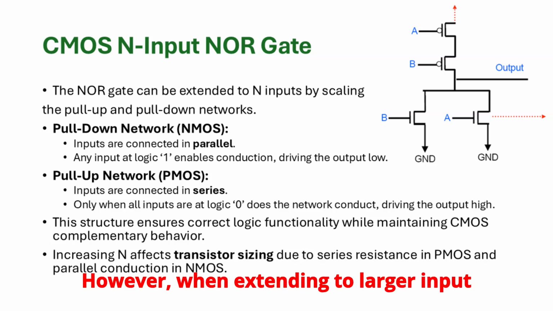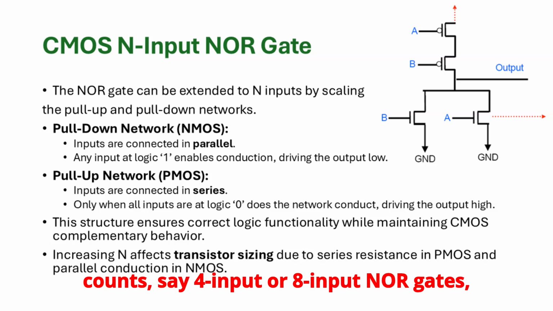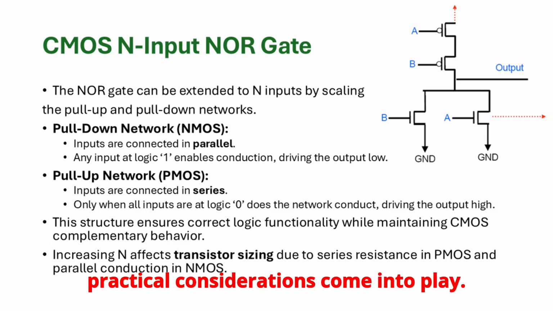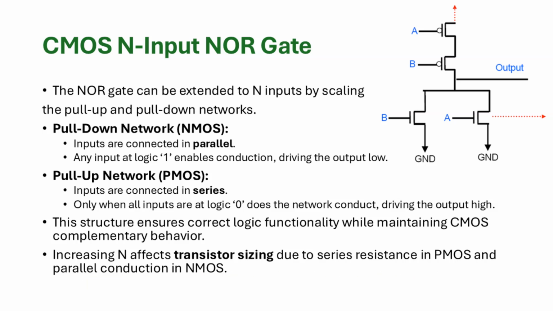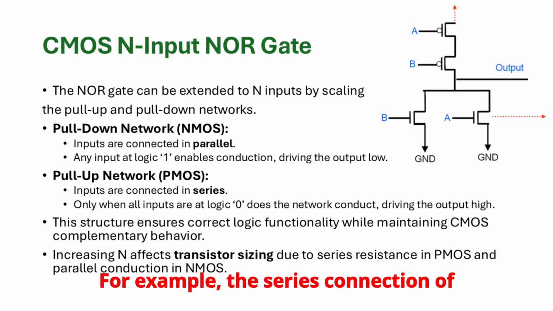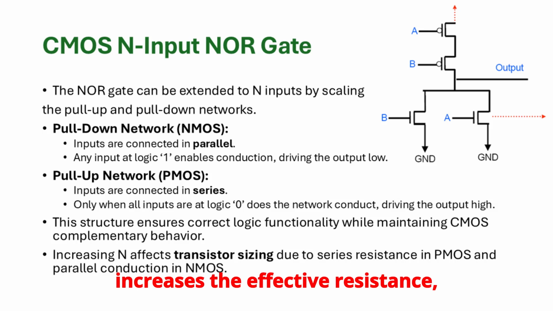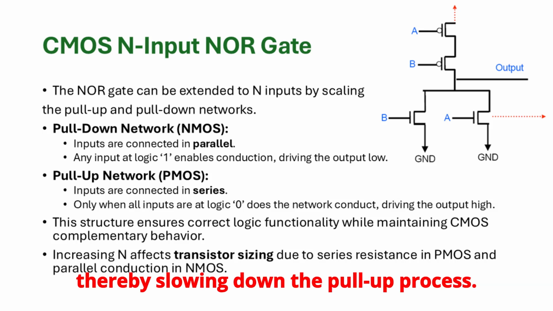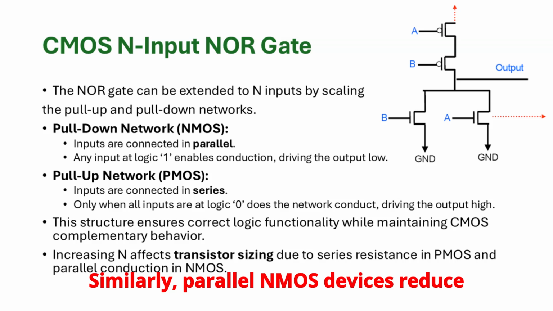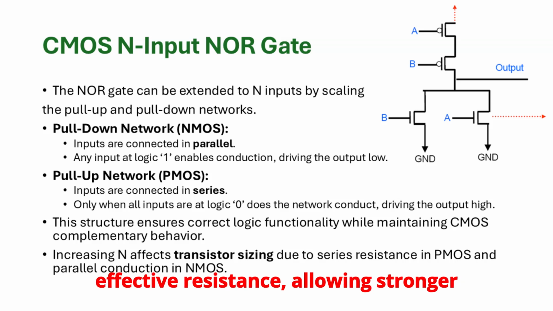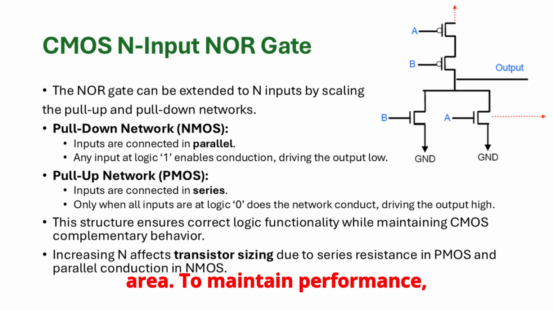However, when extending to larger input counts, say 4-input or 8-input NOR gates, practical considerations come into play. For example, the series connection of multiple PMOS transistors significantly increases the effective resistance, thereby slowing down the pull-up process. Similarly, parallel NMOS devices reduce effective resistance, allowing stronger pull-down but at the cost of increased area.